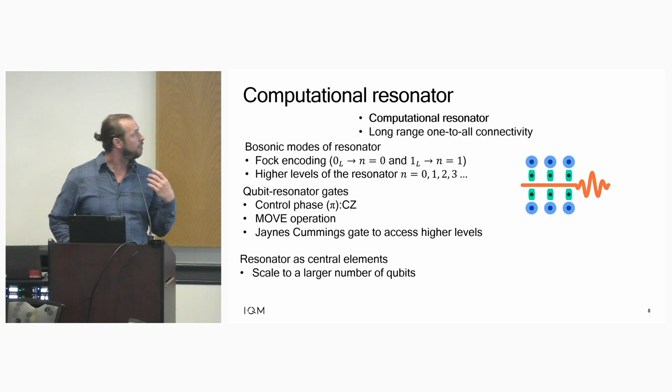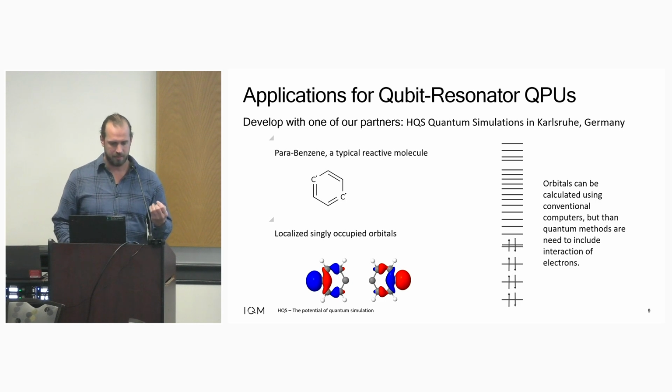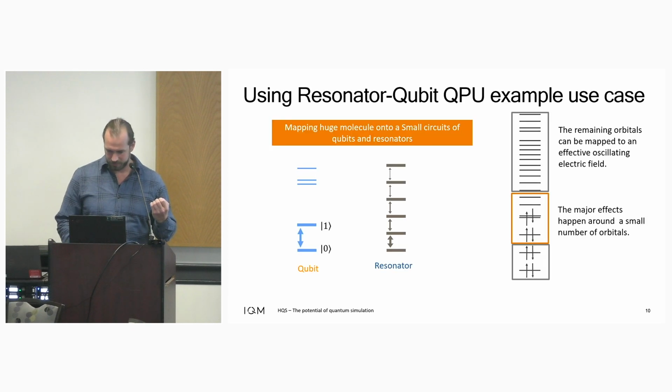And so I introduced this to begin with, that we have this bosonic element, that we can do different encodings. And I'll just jump into talking about some high-level applications that we've been thinking about without going into the specific details. In partnership with HQS, which is in Germany, we've been investigating potential applications where this is some of their ideas at looking at highly reactive molecules.